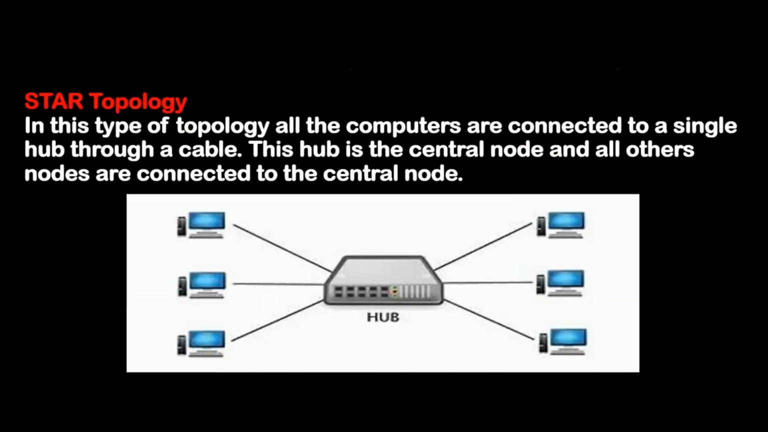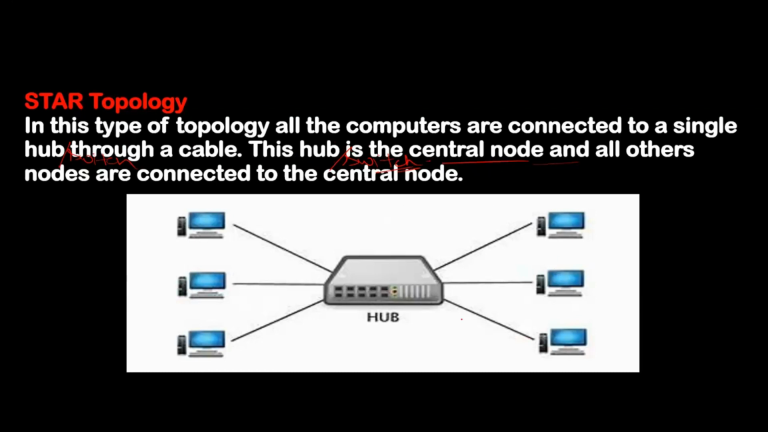Okay. Next is star topology. So star topology means what? In this type of topology, all the computers are connected to a single hub or central device through a cable. This hub acts as a central node. Actually, in place of hub we can write hub/switch. You can also use a switch. Everywhere hub is written, it could be hub/switch. So all the computers are connected to a single hub or switch through a cable. This hub or switch is a central node, and all other nodes are connected to the central node.